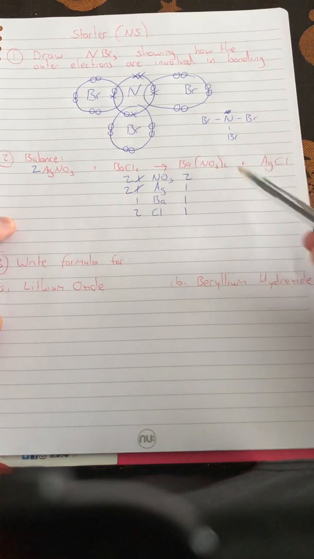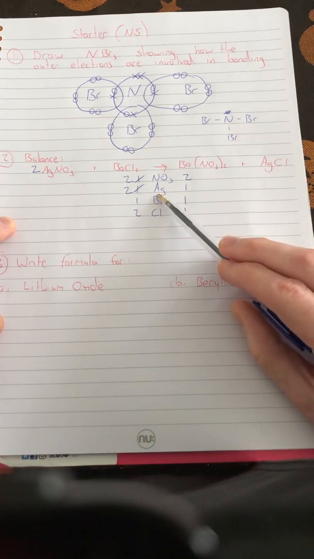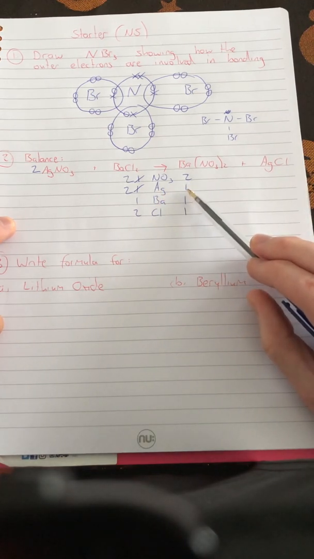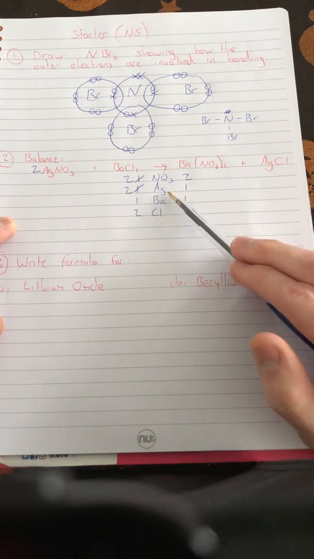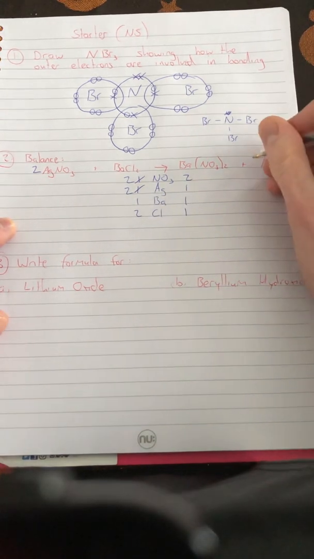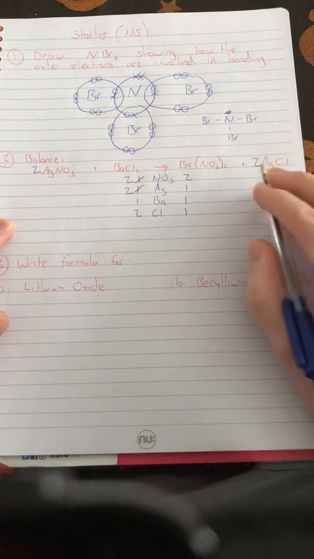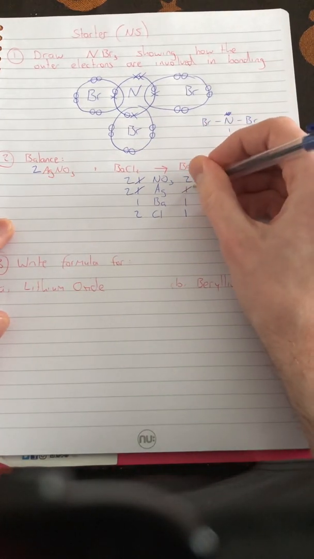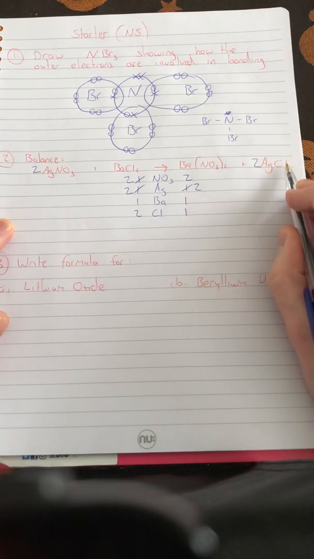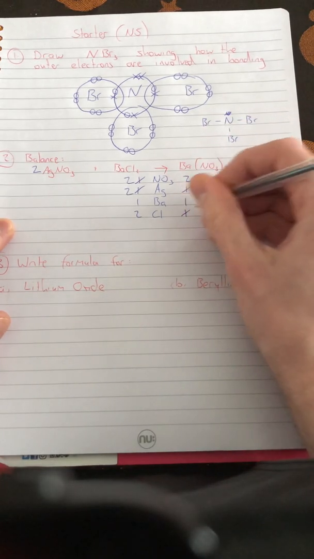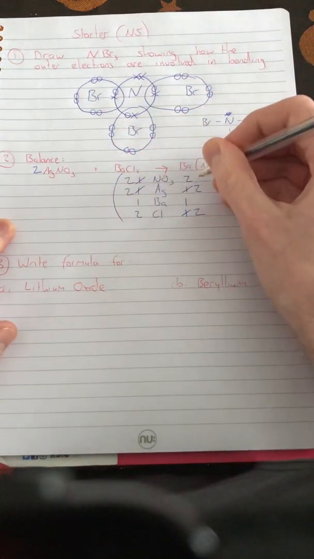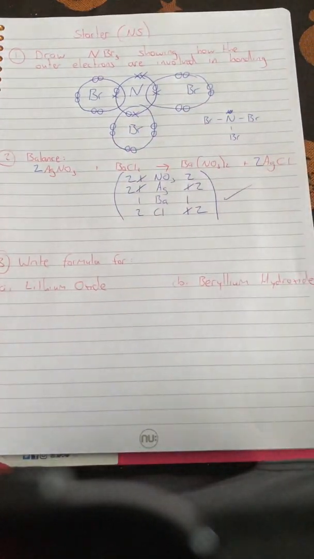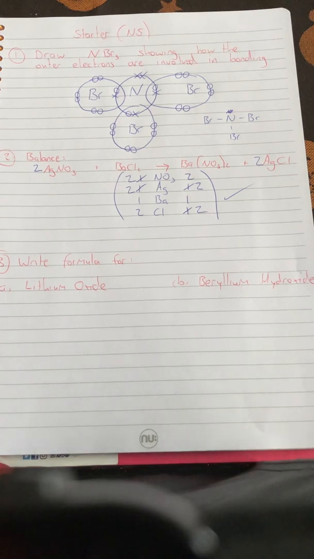Now Ag, the lowest number, we're on the right side. So in order to make that the same as that, we multiply it by 2, we find where Ag is, and we put a 2. So 2 times Ag goes to 2, 2 times chlorine also goes to 2, and if you look at that, we have now balanced the equation. Well done if you got that.